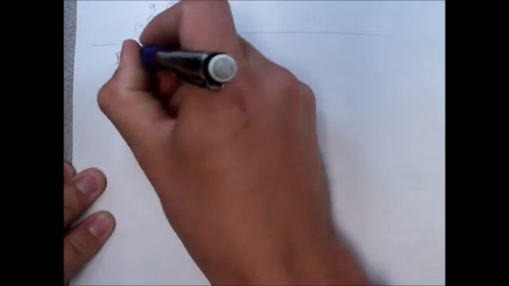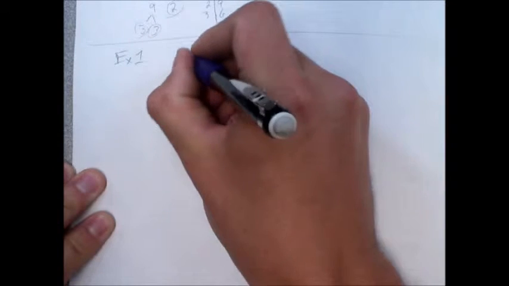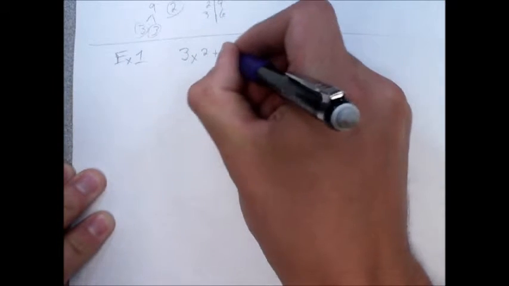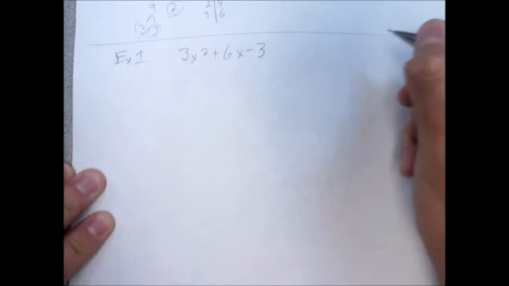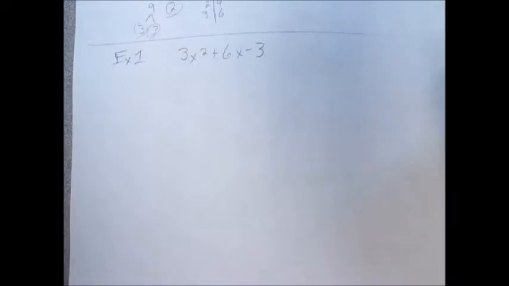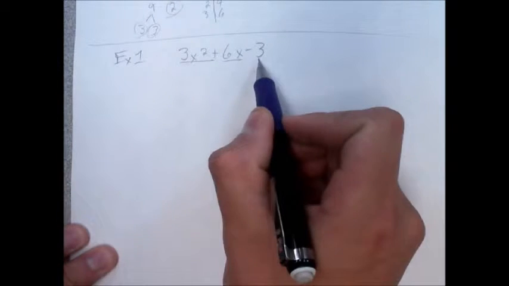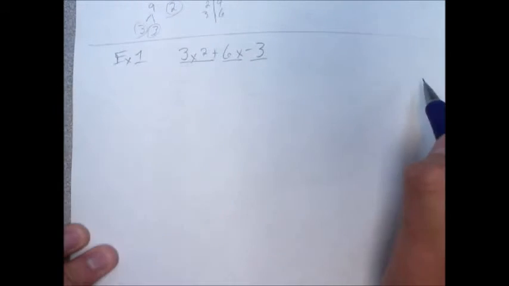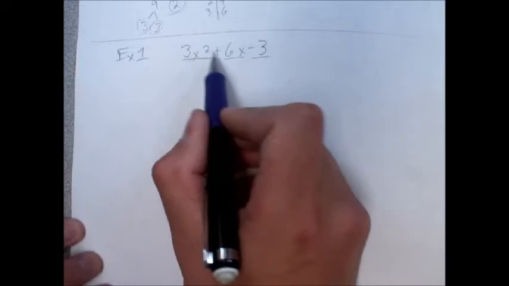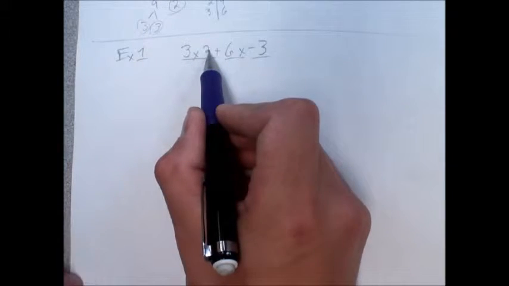All right, so example 1. Start with this problem: 3x squared plus 6x minus 3. And we want to see if there's anything that we can pull out of each of these terms, okay? Remembering a term is separated by a plus or a minus, okay? So we have 3 terms. This is a trinomial with a squared, so it is a quadratic.